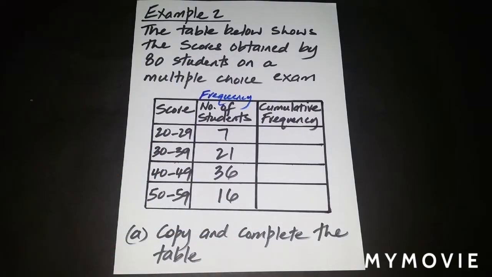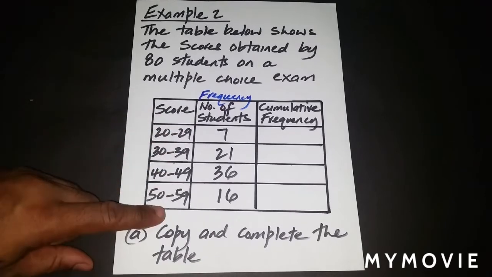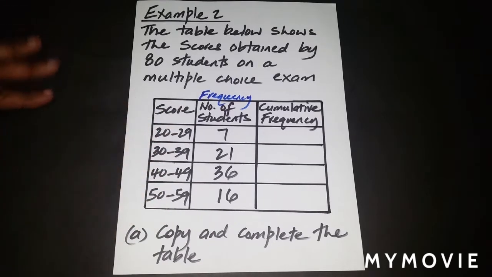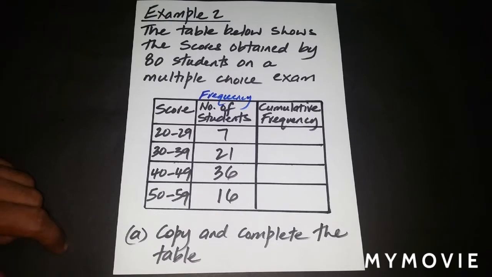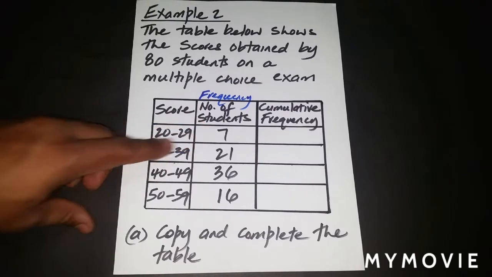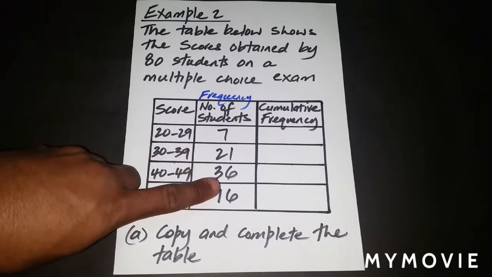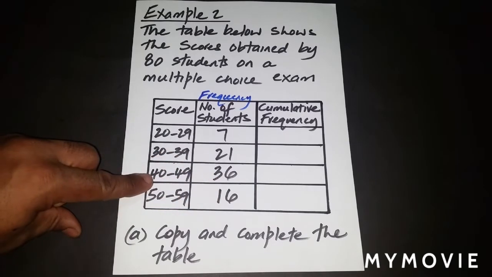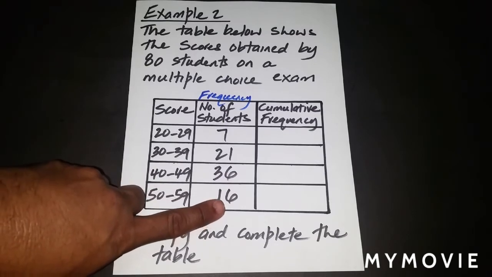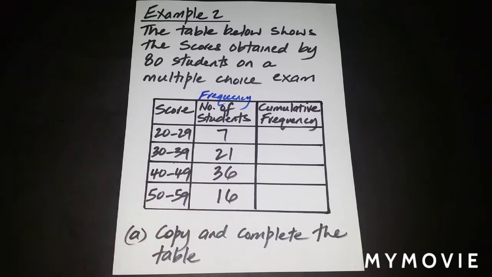So we have 1, 2, 3, 4 classes of scores. They did a multiple choice exam, and these are the scores that they got out of the set questions. So 7 students scored from 20 to 29, 21 students scored from 30 to 39 marks, 36 students scored from 40 to 49 marks, and 16 students scored from 50 to 59.